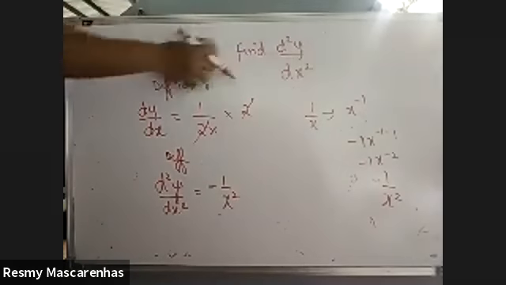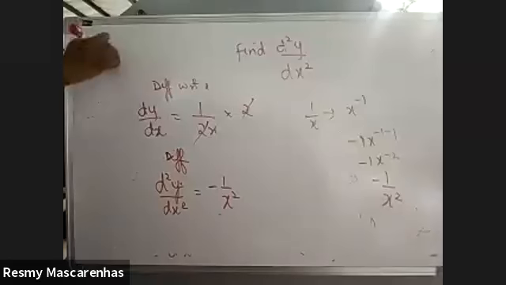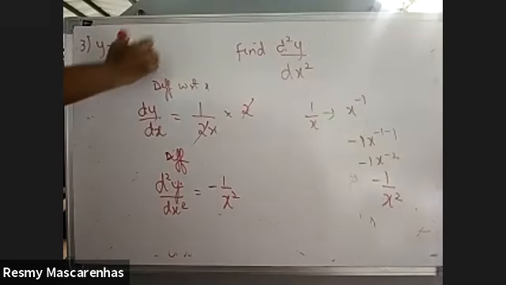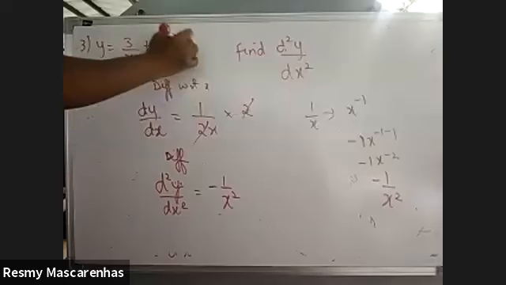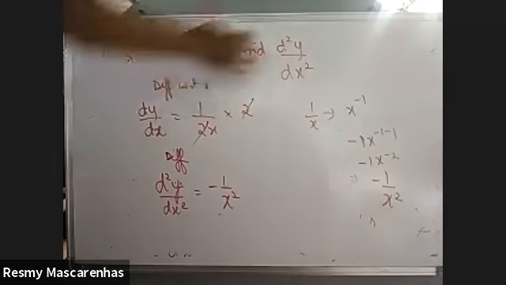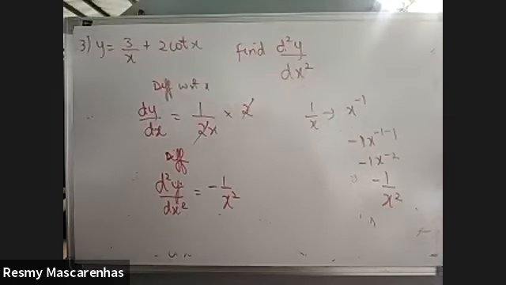Can I attempt the third one? Same thing, find d square y upon dx square. y is equal to 3 upon x plus 2 cot x.